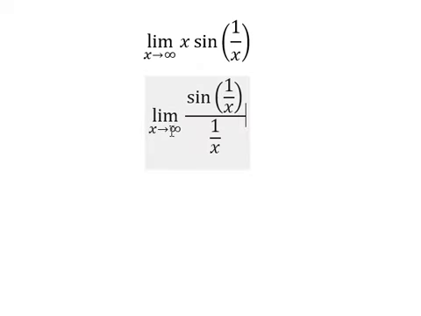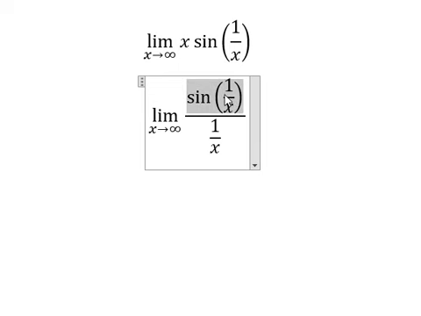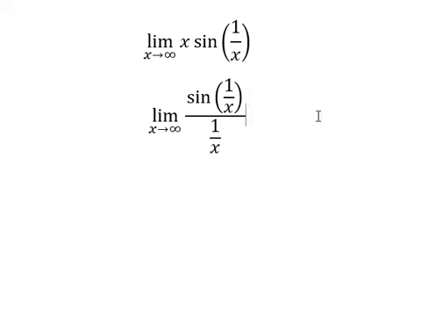So when s approaches positive infinity, number 1 divided by positive infinity, this one you got number 0. Sine of number 0, you got number 0. This one you got number 0. So we have 0 over 0, and we can use L'Hospital.